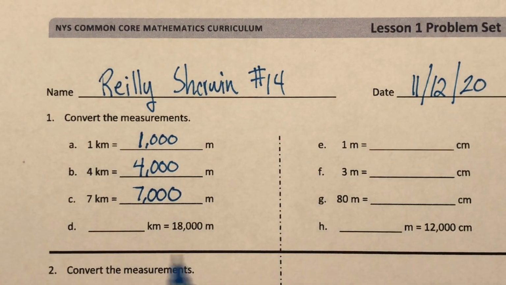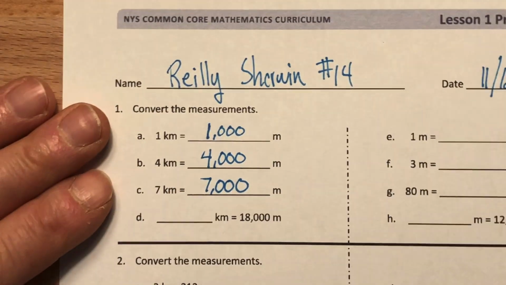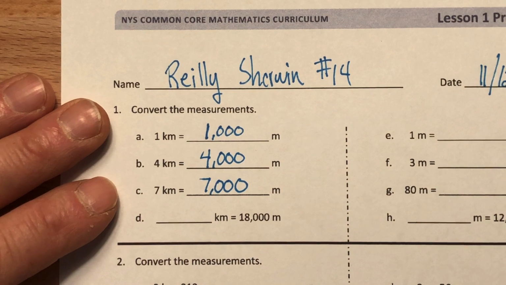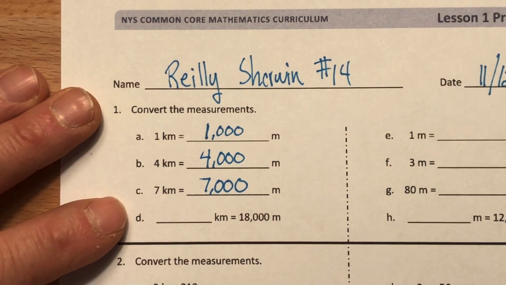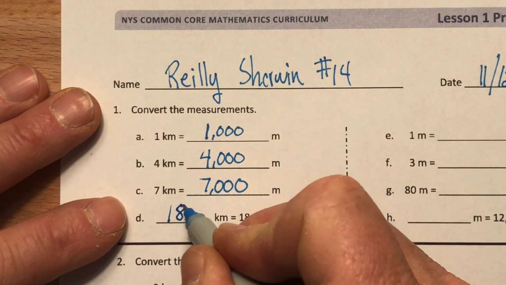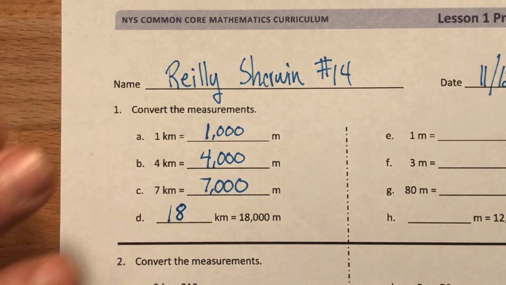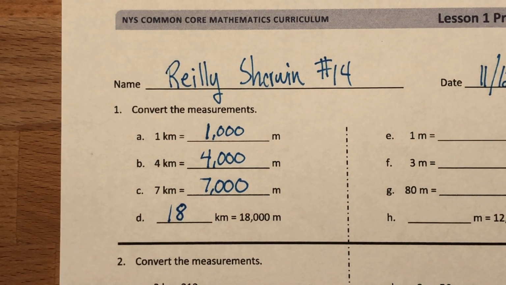All right, and look at this. This is done in the opposite way. This is done in reverse. So I have 18,000 meters. All right, any guesses on how many kilometers that would be? All right, well, if you guessed 18 kilometers, you would be right, okay? Because 18 kilometers would be 18,000 meters, okay? So for every 1 kilometer, we count 1,000 meters, okay?